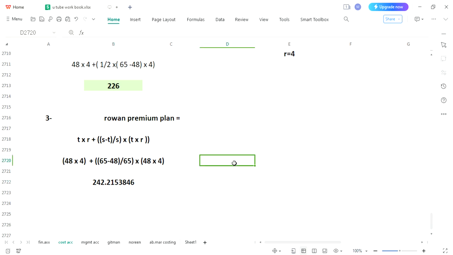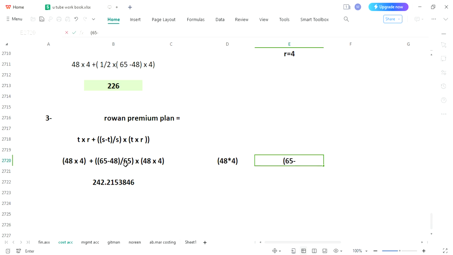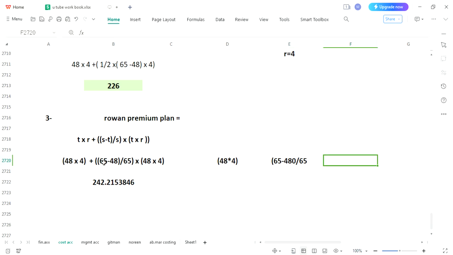Okay, let me introduce it so that it could be a little easier for you. First I am calculating 48 multiplied by 4. In this way you will get your first answer. Then you need 65 minus 48, and divided by 65. Then finally what you need, 48 multiplied by 4. This has already been calculated.